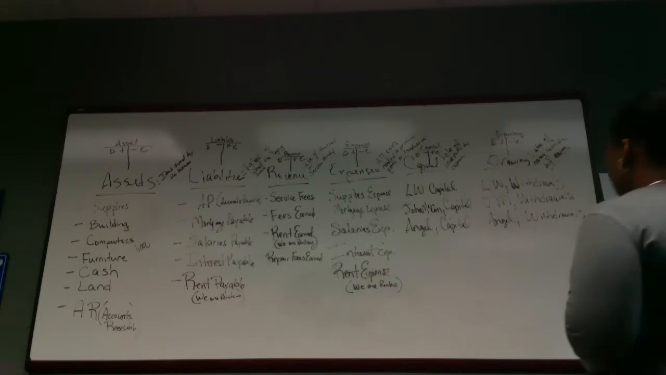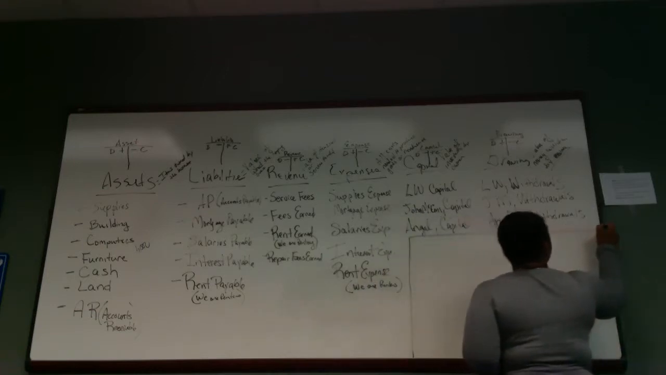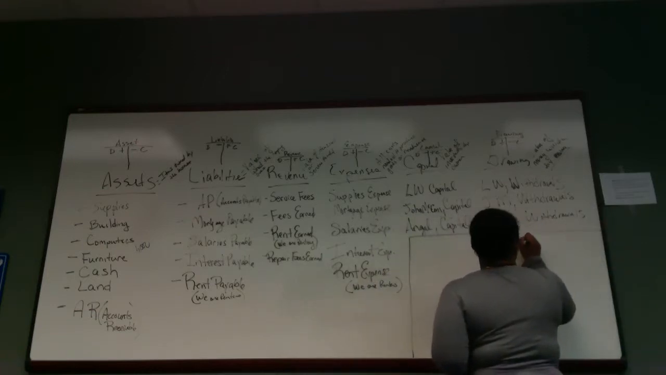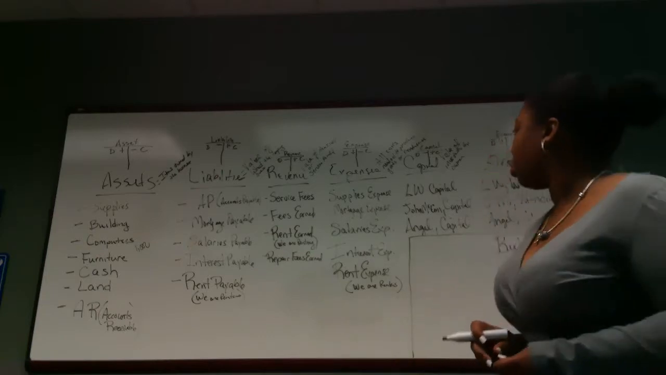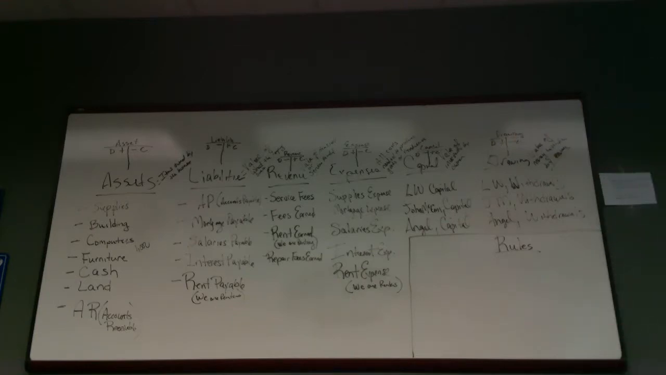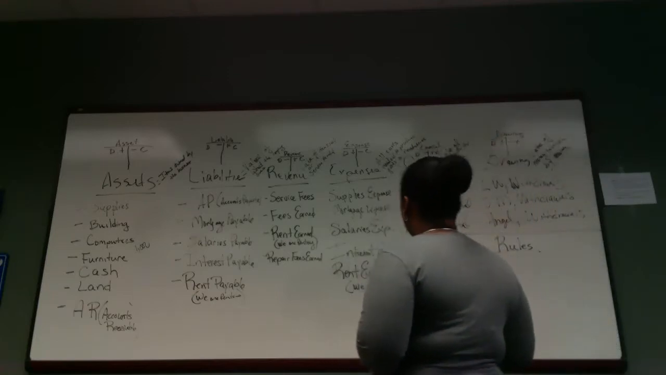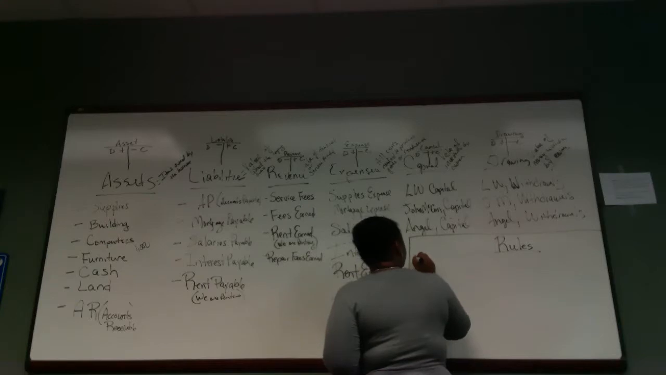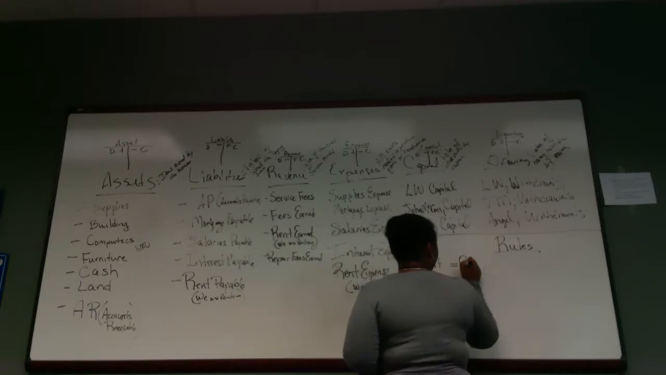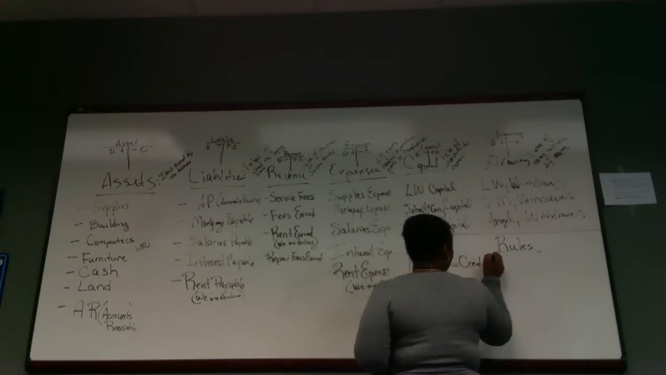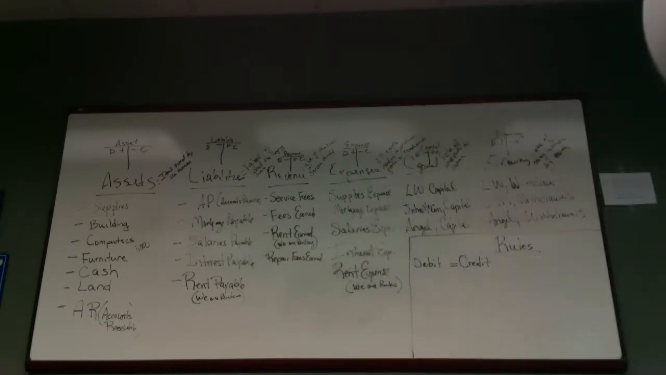A couple of rules that you have to have moving forward. When we create our T tables and or our journal entries, your debit must be equal to your credit. Your debit has to always be equal to your credit.